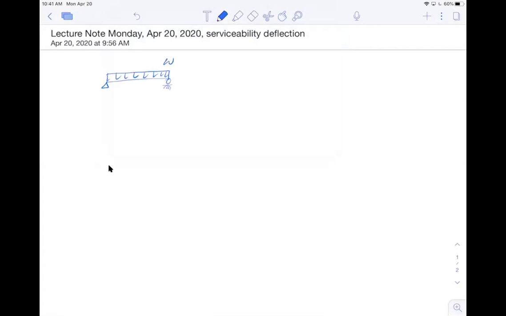Immediately, I have my midspan, and the deflection goes like this. Then I have my midspan deflection, this is delta mid. Midspan deflection is 5 omega L to the power of 4 over 384 EI, from statics or mechanics of materials.